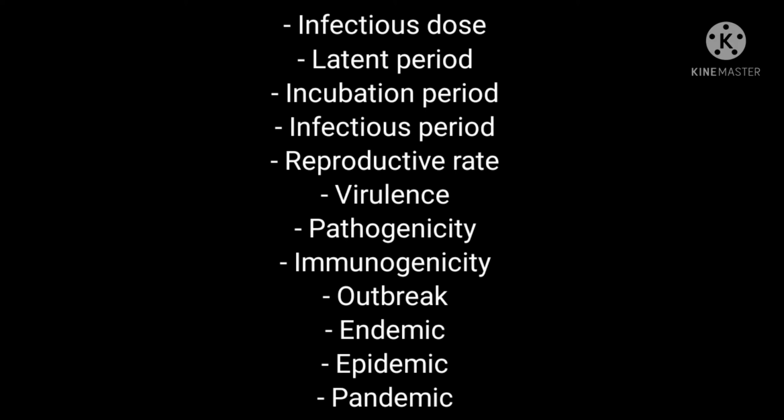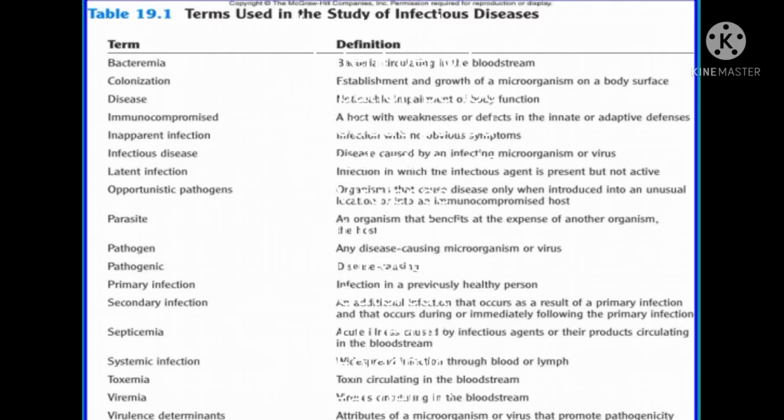The virulence, pathogenicity, and immunogenicity, I already discussed. Then the outbreak is a limited spread. Then endemic is usually present, with steady prevalence. Then the epidemic is a rapid spread. And the last is pandemic. It occurs across countries and in multiple populations. Here are some of the important terms. This term is used in the study of infectious diseases.